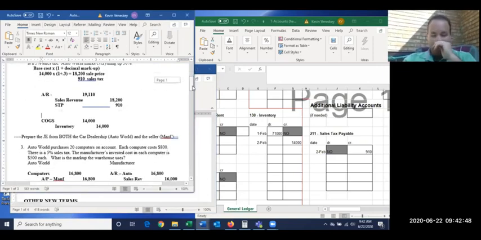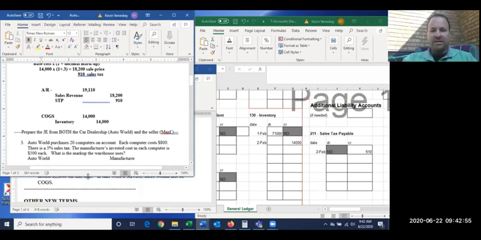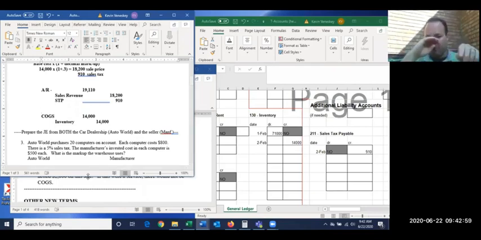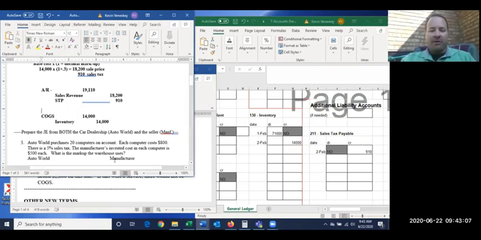Okay, we're ready to move on. And when we move on now, for most of the rest of these problems, we're actually going to look at it from 2 different standpoints. We're going to look at it from our standpoint, Auto World, and we're going to do the journal entry. And then we're going to look at it from the manufacturer, or we're going to look at it from the other party, whoever the other party is. In this first case, it's the manufacturer.